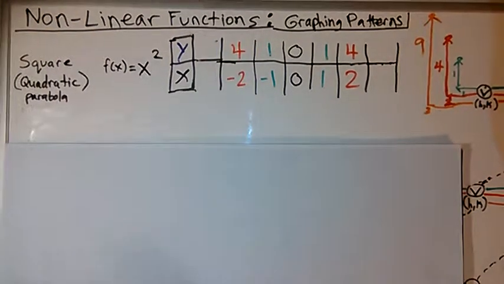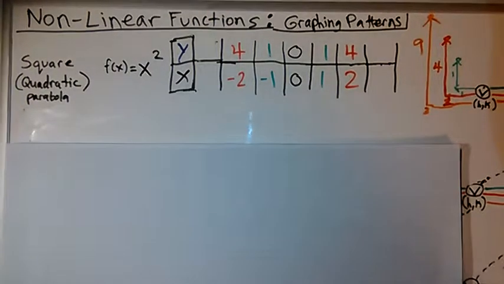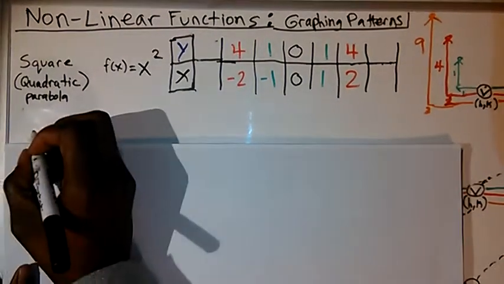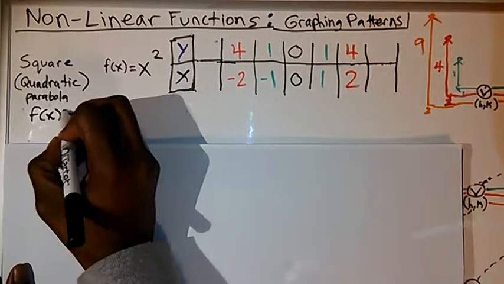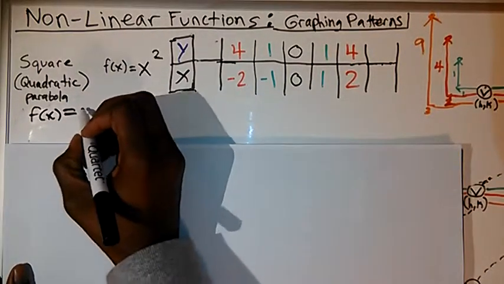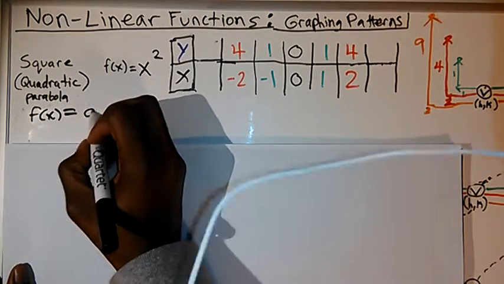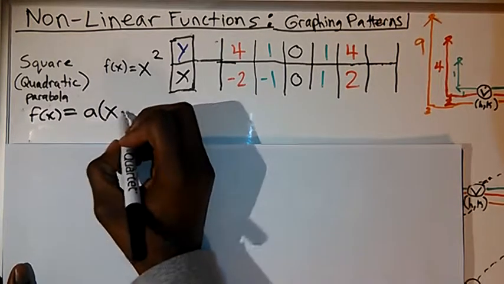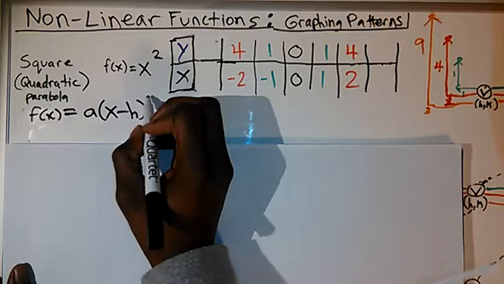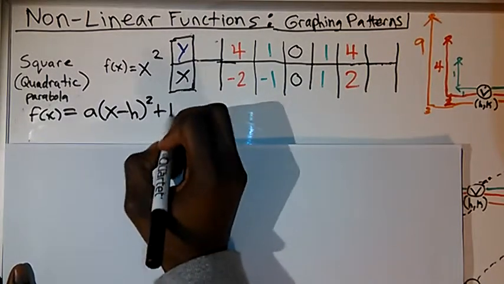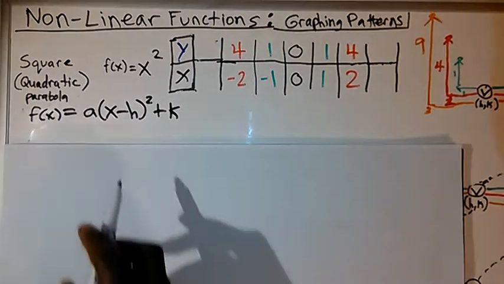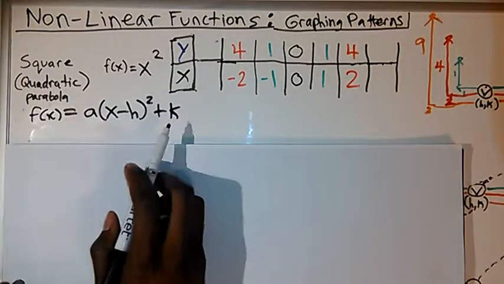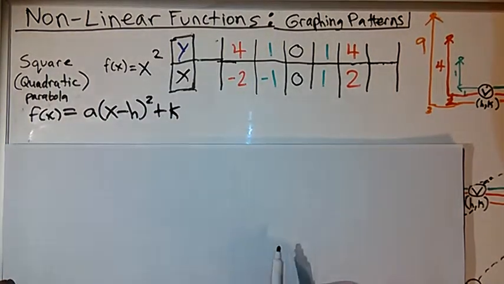Before we start, what you need to know about quadratic functions is its formula. The formula looks like this: f of x, or f at x, or f located at x, is equal to a times x minus h, all squared, plus k. You have to memorize this, so please memorize it.